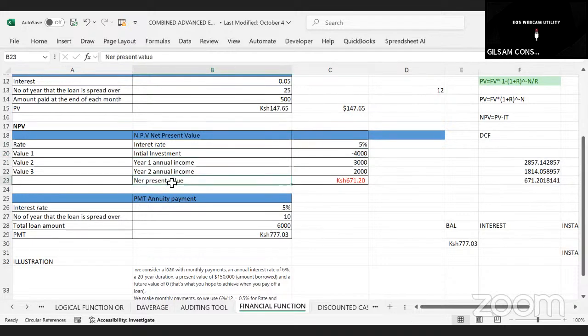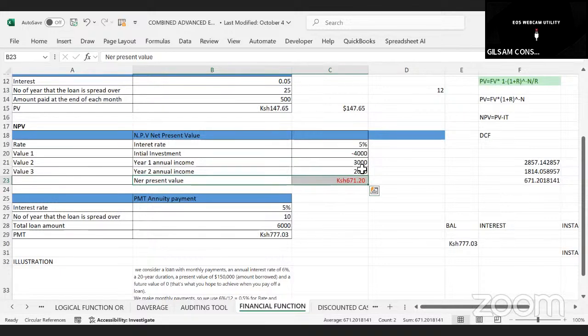So to determine the net present value of any given project, what do you do first? You discount by getting the present value. After getting the present value, you subtract the initial capital or initial investment.